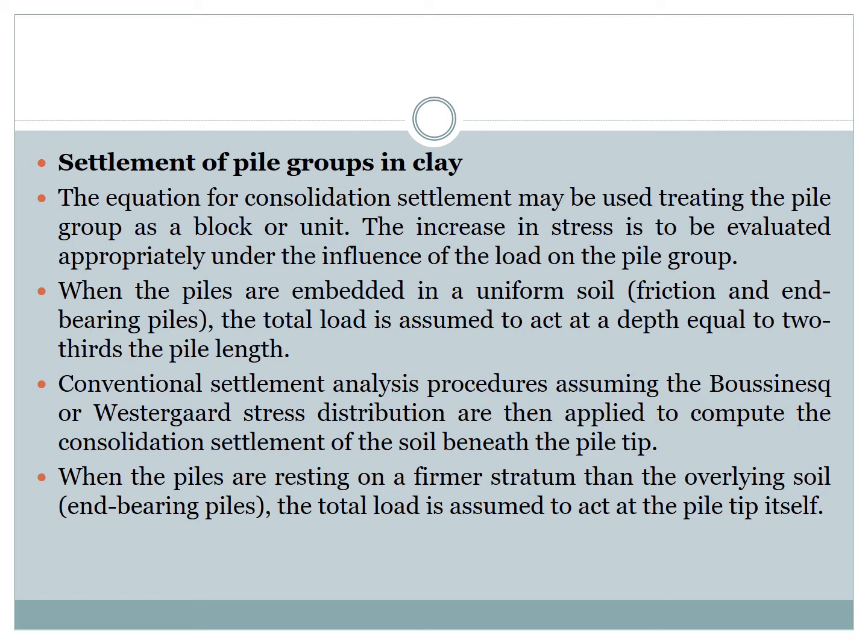In the case of end bearing pile resting on a firm stratum, the total load is assumed to act at the tip of the pile. The load is assumed to be uniformly distributed at the level at which the load is assumed to be acting, and it is assumed to spread at an angle of 30 degrees with the vertical, or at a slope of 2 to 1 vertical to horizontal.